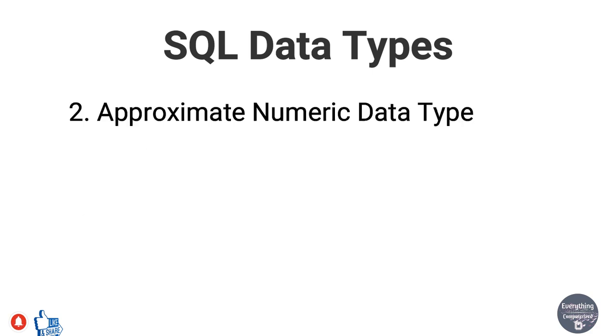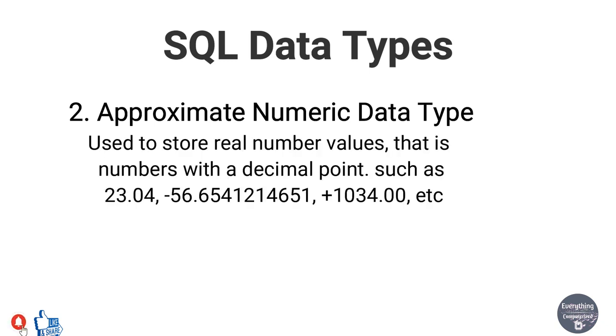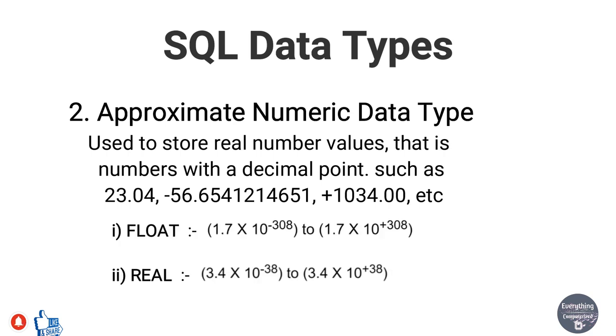The second category of the data types is the approximate numeric data types. These data types are used to store the values with a decimal point. They are used to store fractional values. There are only two standard data types in this category. The first one is the float and another one is the real.